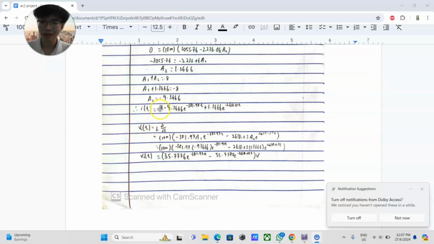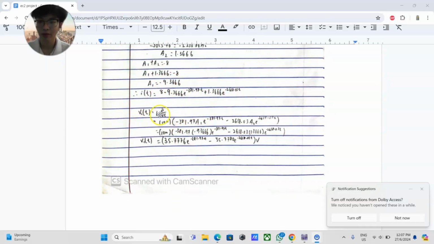After we substitute the values into the i(t) equation, we also need to find vC(t). This is the iL(t) equation. So the vC(t) equation equals L di/dt, and we multiply by 10 mH, and we can get this.